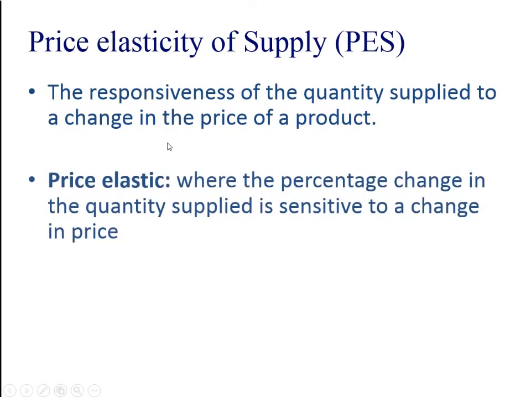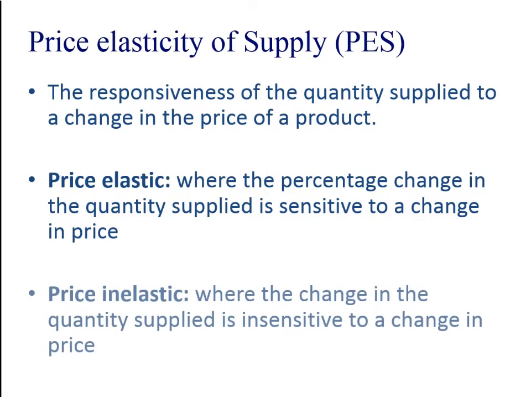Okay, so again, we're going to get figures that come out as elastic or inelastic, and elastic is where the change in the quantity supplied is sensitive to a change in the price, and inelastic is where the change in the quantity supplied is insensitive to a change in price. So with elastic, a 10% change in the price causes a greater percentage change in the quantity supplied, so 12%, 15%. And if it's inelastic, a 10% change in the price would cause a smaller percentage change in the quantity supplied, so 7, 8, whatever percent. I'm sure you can think of a number that's smaller than 10.